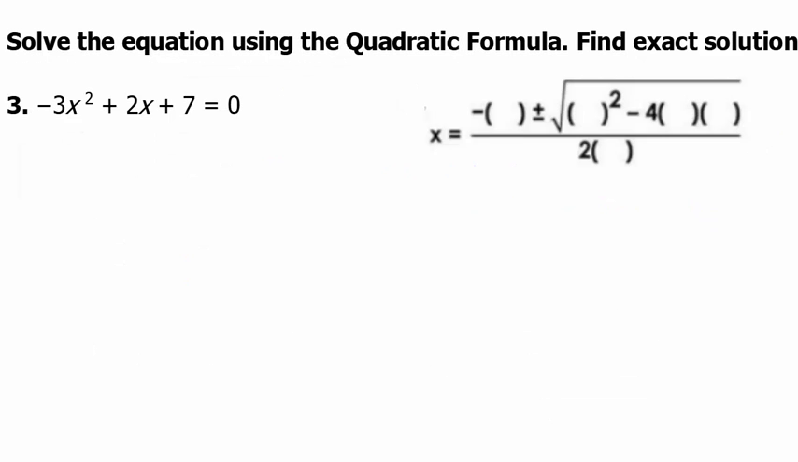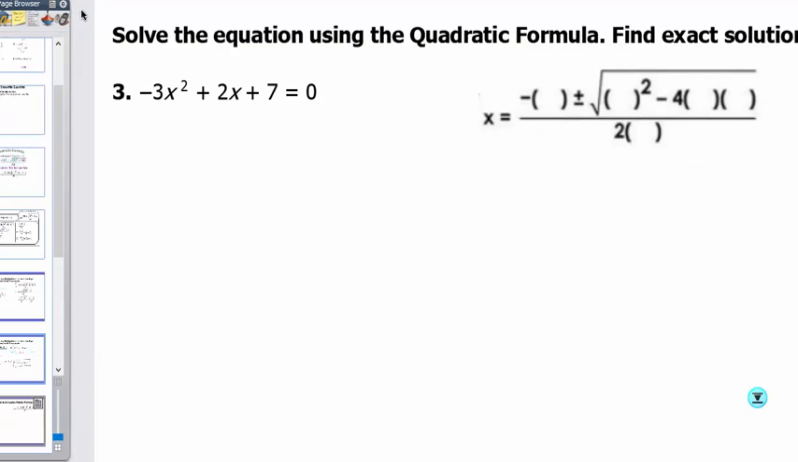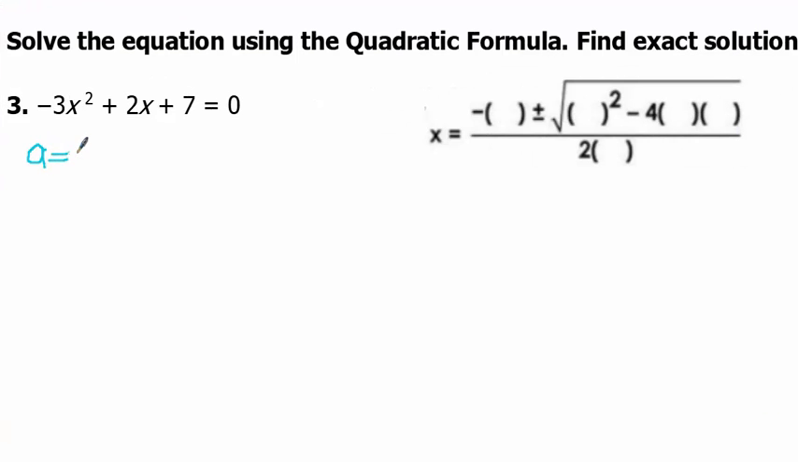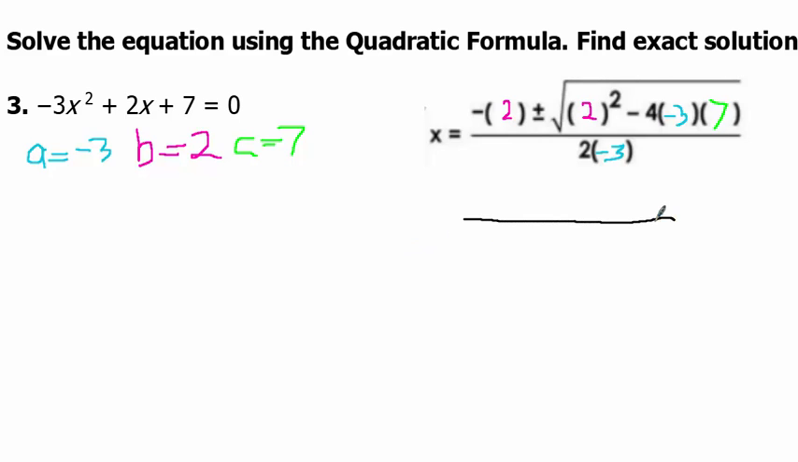Next problem is also in standard form, and we're going to do A is negative 3, B is 2, and C is 7. And I know that this position is C. My 2 things that are B are here and here. And A is here. So then I'm going to clean up my 4 positions.